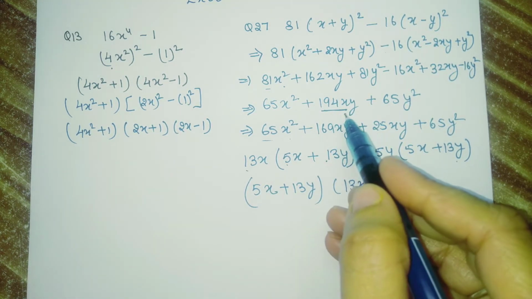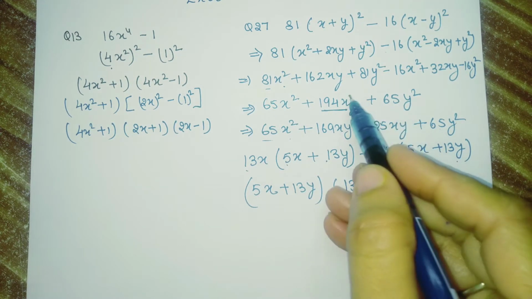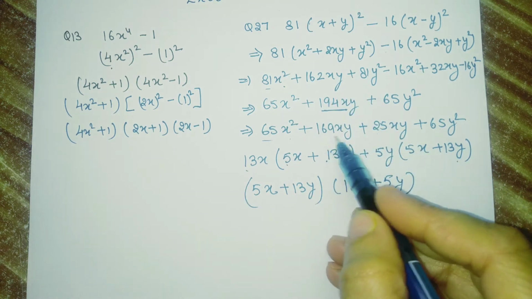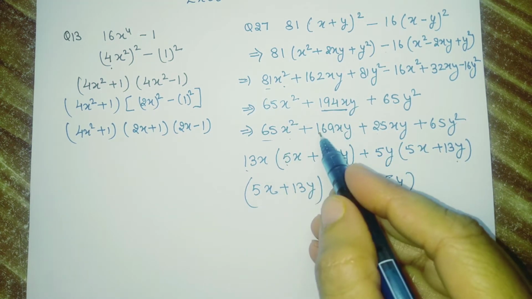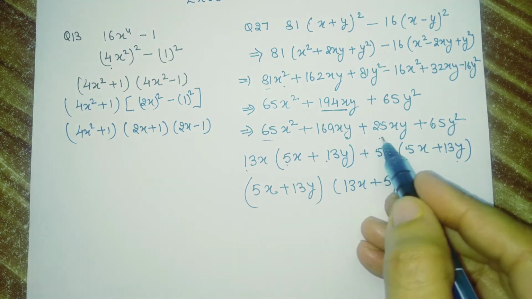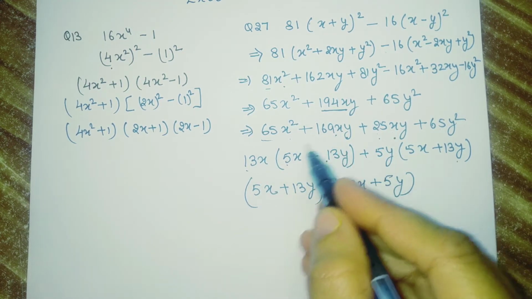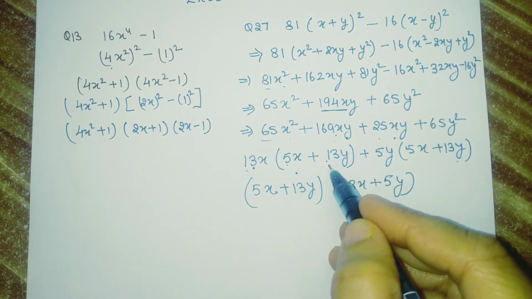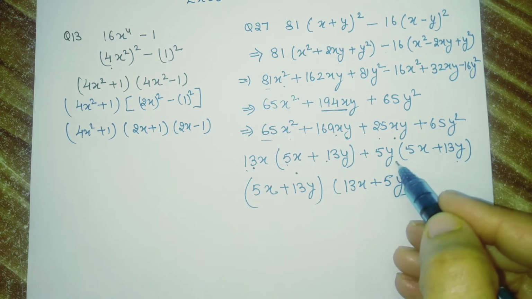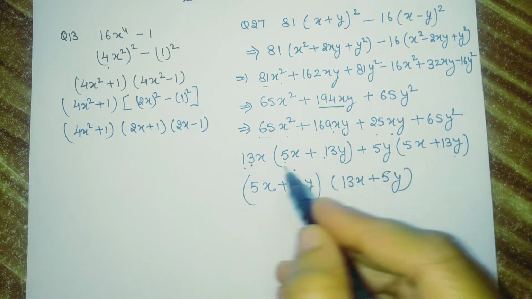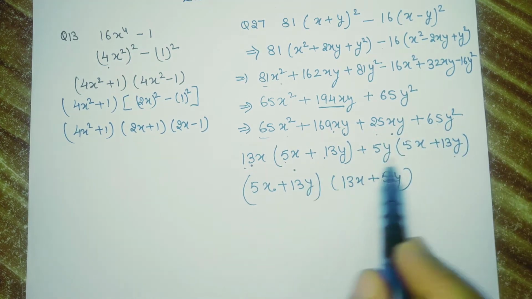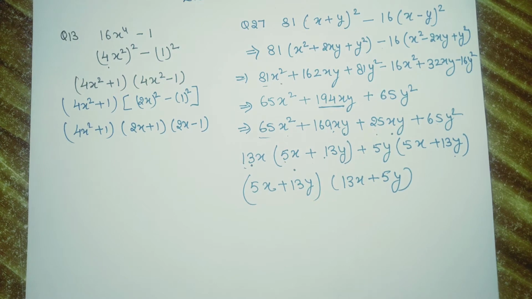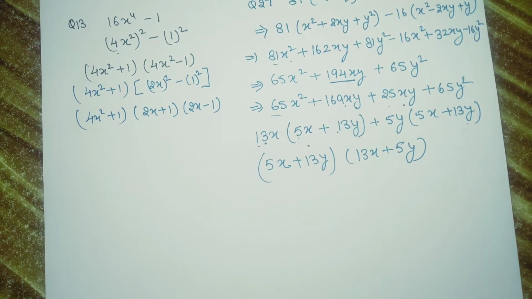Then we observe that no number is common in this, so first of all we split 194 in two ways, so that we can easily find the common number. So the split is 169xy plus 25xy. From here it is possible to take out 13x as common, so we took 13x, and the backside remains 5x plus 13y. Same here we took 5y common, then it remains 5x plus 13y. 5x plus 13y is common in both terms, so we take it common, and the backside remains 13x plus 5y. In this way students we have factorised question number 27.